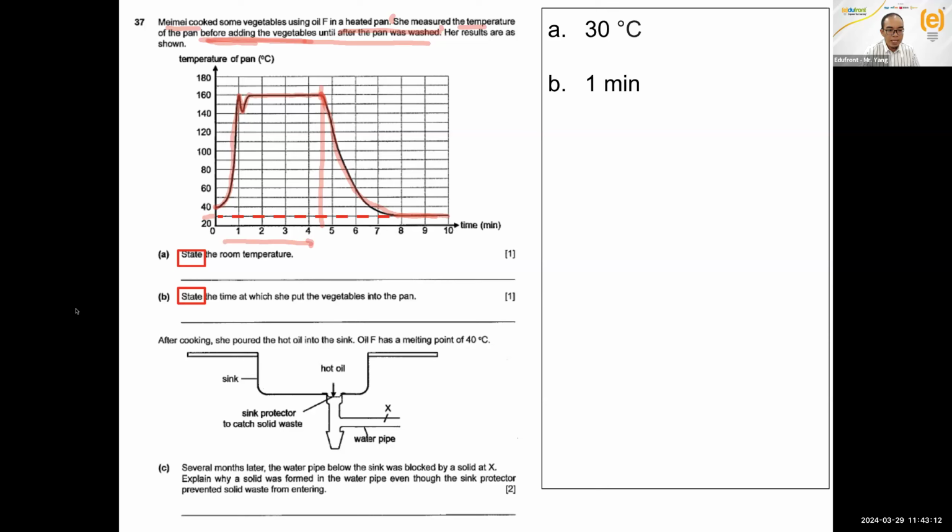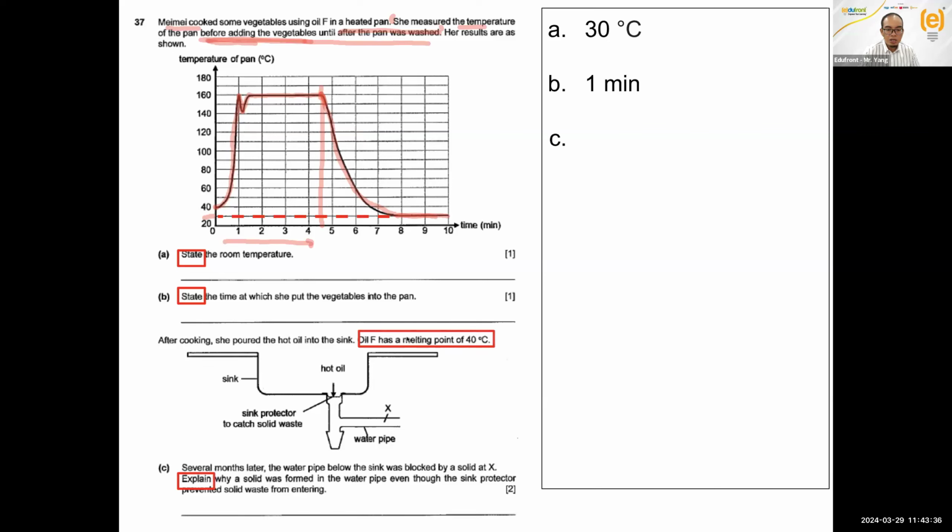Okay, then let's take a look at part C. Now part C is the application part. It's the tricky one. It's the challenging one. But of course you need to use the answers that you have put in part A and B as well as the graph itself. After cooking, she poured the hot oil into the sink. Oil F has a melting point of 40 degrees Celsius. Okay, so let's analyze.